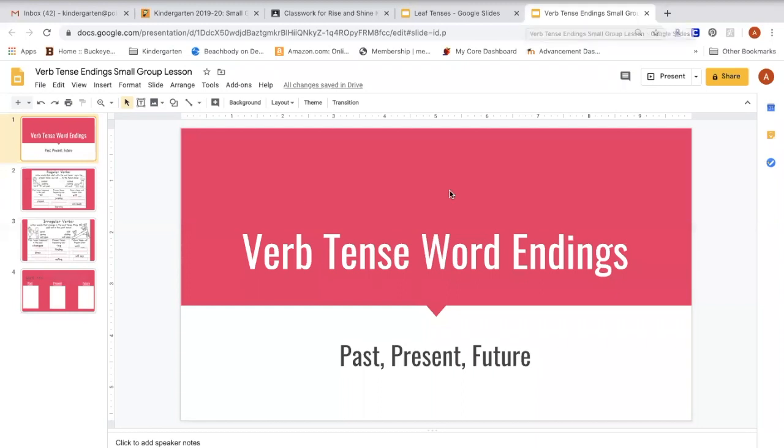So, like I said, we're talking about verb tenses. This says verb tense word endings: past, present, future. Verbs we know are actions, and we can add words or letters to them to say if it happened in the past, the present, or the future.